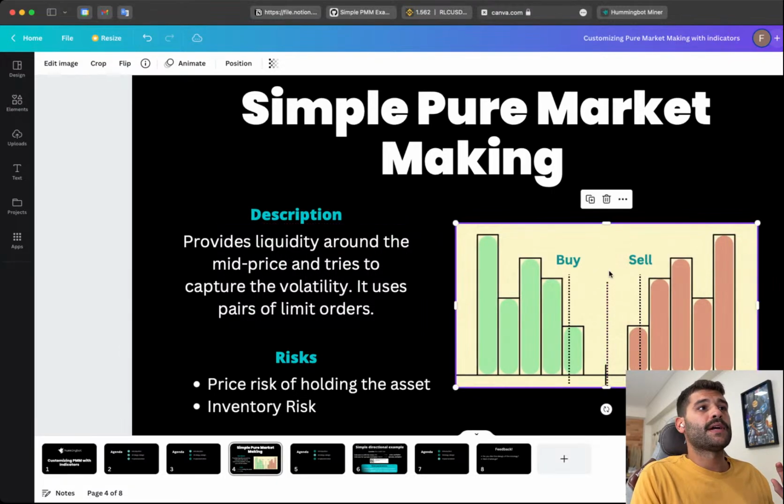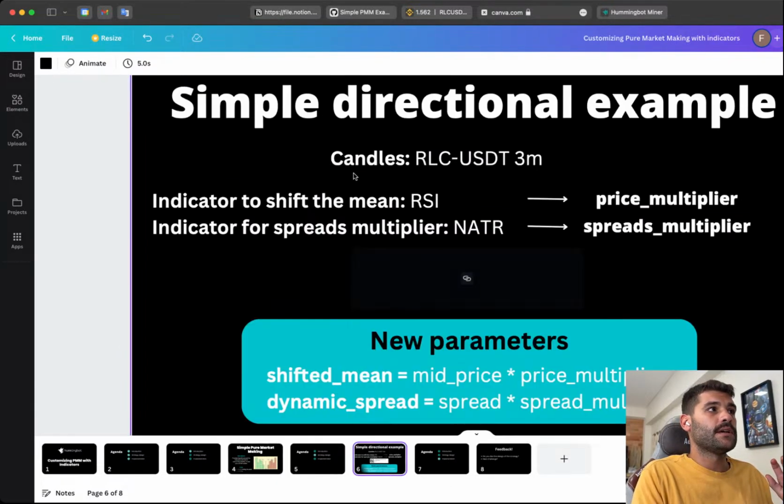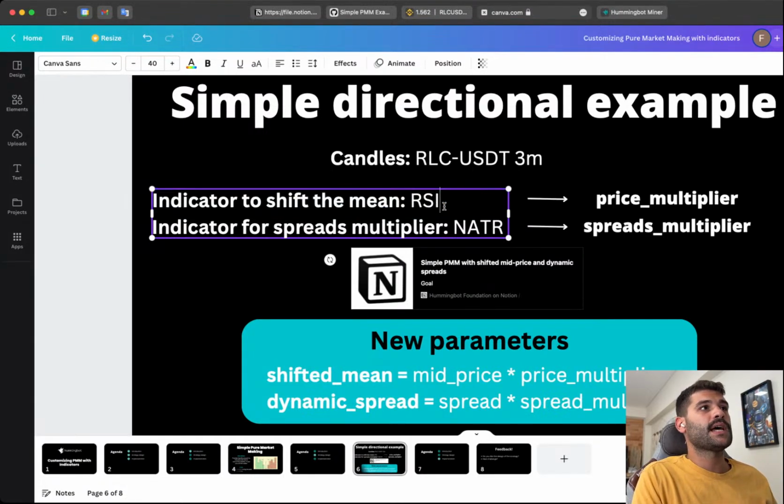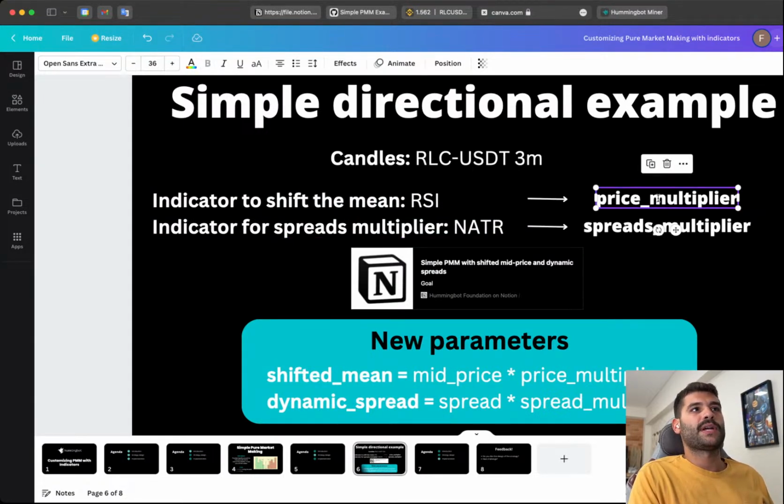Well, this is the part on how we can shift the mean. In this case, we are going to use the RSI, and we are going to create a price multiplier. The price multiplier will be multiplying the mid price to get the new reference price where we are going to place the orders around it, right?